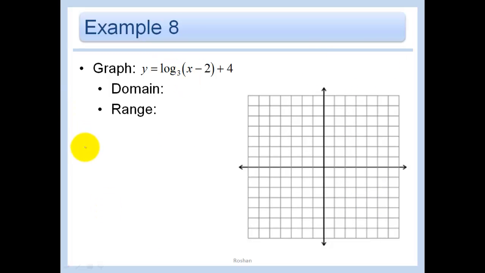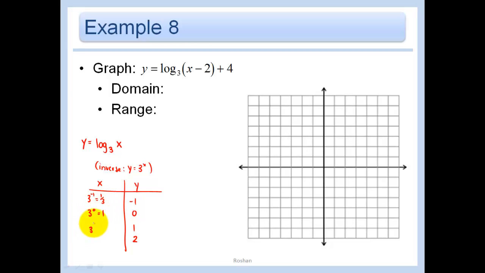Our last example is going to, of course, be a transformation. So I'm just going to start with the parent function, which would be y equals log base 3 of x, and then I'm going to apply my transformation. So to make my table of values for this, I'm going to be thinking that my inverse is y equals 3 to the x power. So give yourself some space here because we're going to do a transformation to it. Let's start with the y values, -1, 0, 1, and 2. And so we do 3 to the -1 is 1/3, 3 to the 0 is 1, 3 to the first is 3, and then 3 squared is 9.